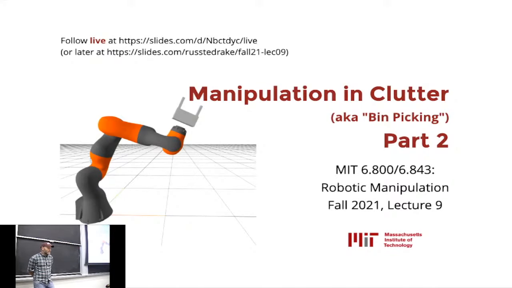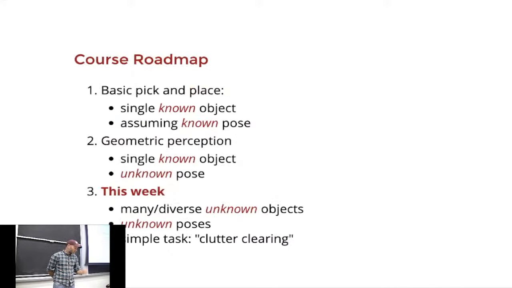So today is the second day of manipulation with clutter, AKA bin picking. There's a couple of different terms I've used for it. Let me just make sure to put the roadmap up again, so we remember why we're doing what we're doing. Okay, so we started with basically a single known object, assuming we knew the pose.